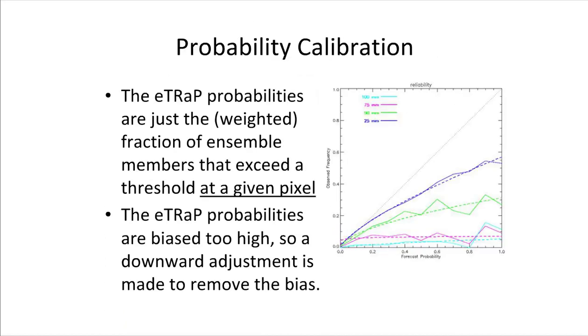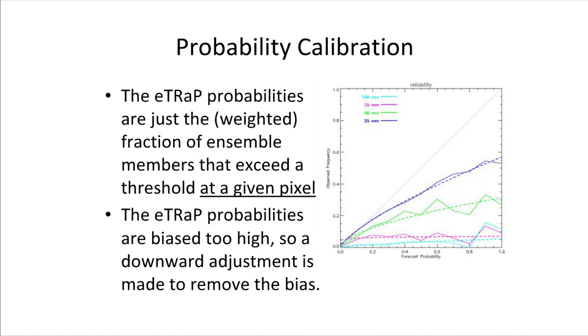The eTRAP probabilities are just the weighted fraction of ensemble members that exceed a threshold at a given pixel. The eTRAP probabilities are biased too high, so a downward adjustment is made to remove the bias. The reliability diagram on the right shows the overconfidence and how it increases with intensity.